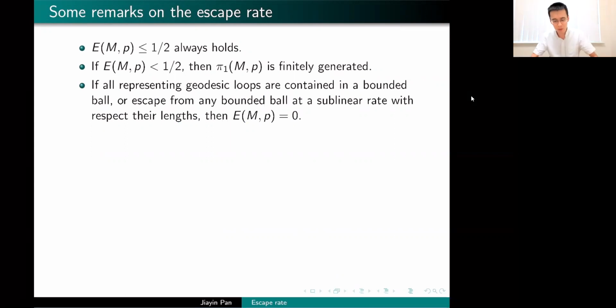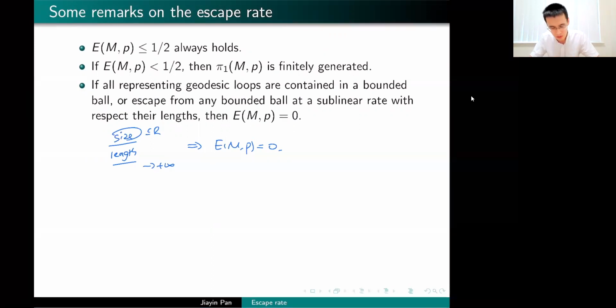Next, if all the representing geodesic loops are contained in a bounded ball, which is the analog we mentioned before, then in this case we have size less than or equal to r, while the length goes to infinity. So this will give you escape rate equals 0. But escape rate equal to 0 also includes more cases. For example, as long as these representing geodesic loops escape from any bounded balls at a sublinear rate with respect to their length, then the escape rate also equals 0.